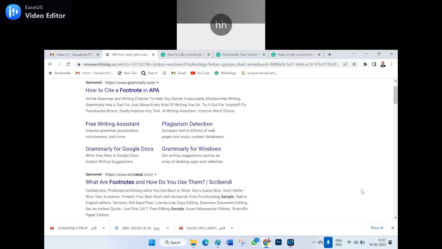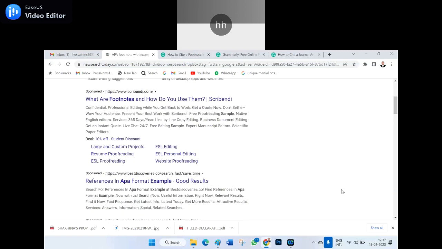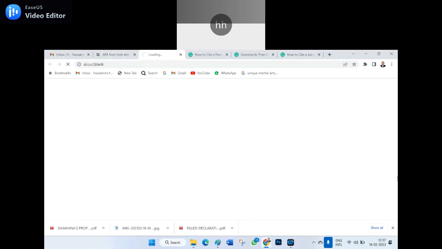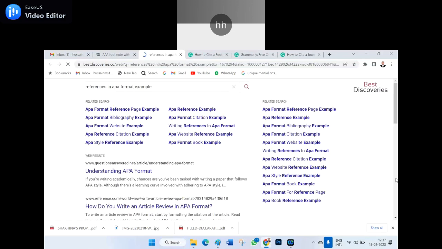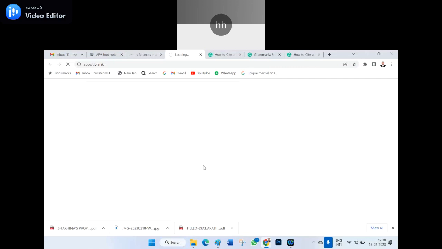What are the footnotes? How do you use them? No, it's not. Free writing assistance. No, plagiarism, no. How to set a footnote in APA? But again, they are saying the example. No, reference in APA format example. Let us see this. What is the format example in the APA style? Oh, he has given so many references in APA format example here. So many examples he has given. But again, they will write different things. Actually, what we want, they don't cite it.